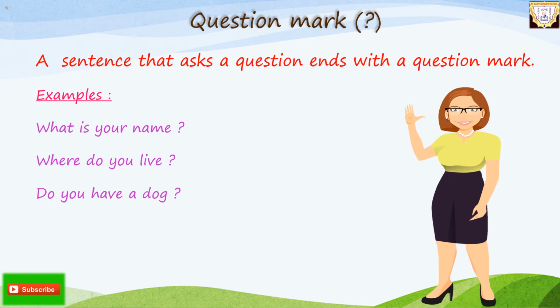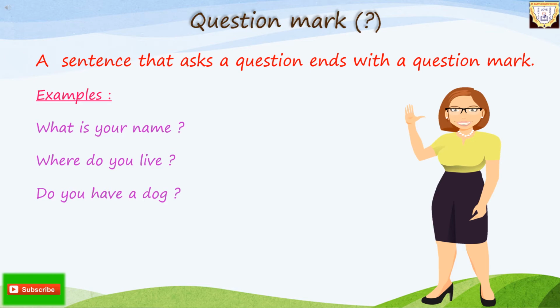Let's see where we use question mark. A sentence that asks a question ends with a question mark. Let us see a few examples. What is your name? This is a question and it ends with a symbol, that is question mark. The symbol is called question mark.